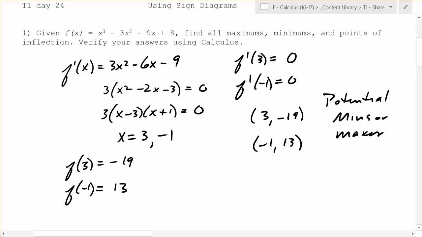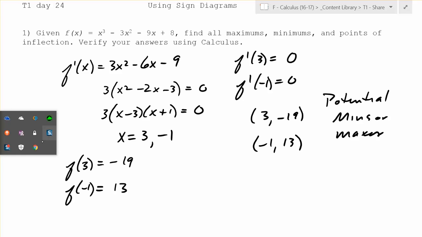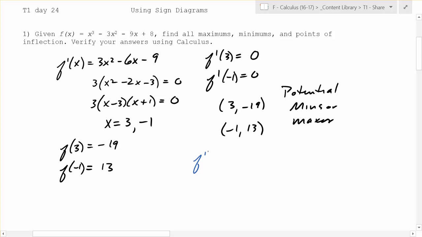They both could be mins, they both could be maxes, you don't know yet. So can someone, clearly, with full sentences, tell me how you figure out if each one is a min or a max? What's the first step? You know how to do this, you've done it, take a guess. Plug into the 6x minus 6. Yeah, f double prime of x is going to be 6x minus 6. So what do you need to plug into that now? What's the first number you need to plug in?